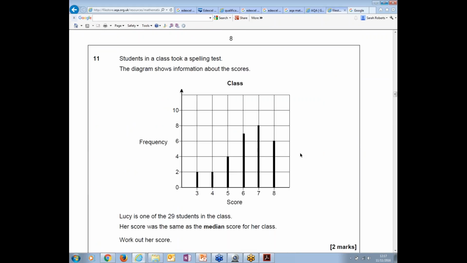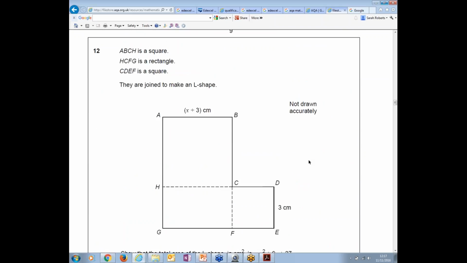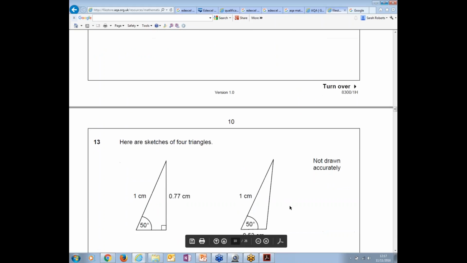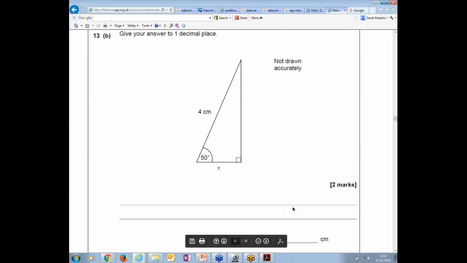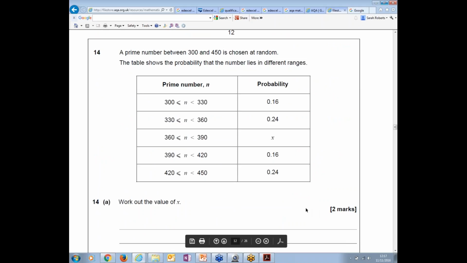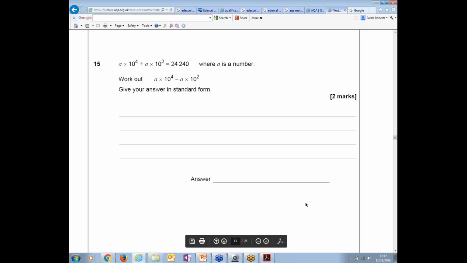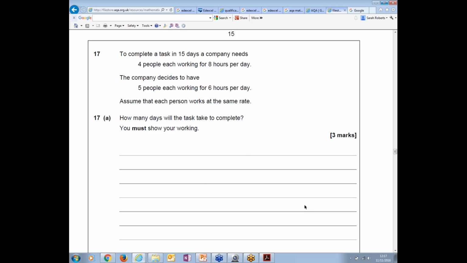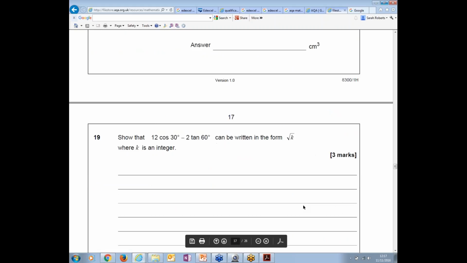ratios, median, some area involving algebraic expressions to get a quadratic, some triangle stuff, some SOHCAHTOA, some probability, standard form, lots of angles, just generally working stuff out, volumes.